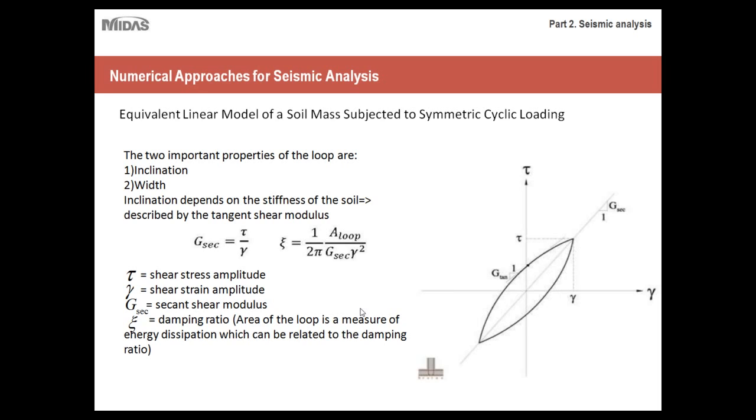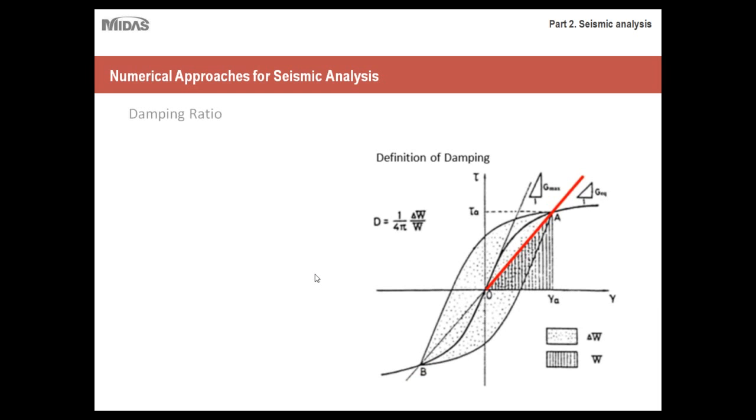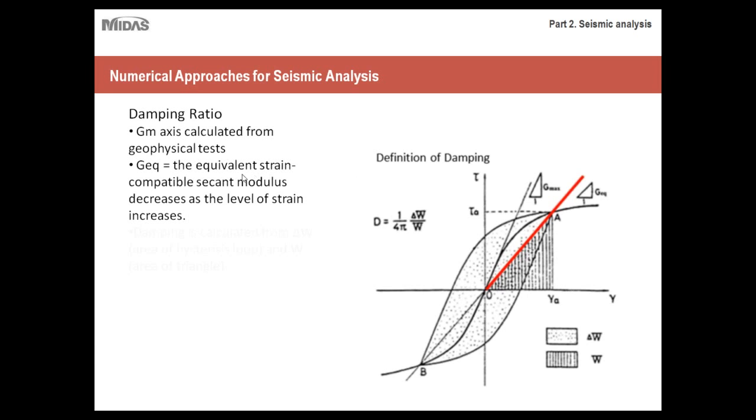So before I move forward, let's talk a little bit about damping ratios and why that's important. Here's a more detailed, more accurate view of how soil behaves under cyclic loading. Damping is calculated from delta W, which is the area of the hysteresis loop itself, and the area of the triangle. So once again, depending upon how your loop is oriented, as well as the width of it, that would determine your damping ratio.